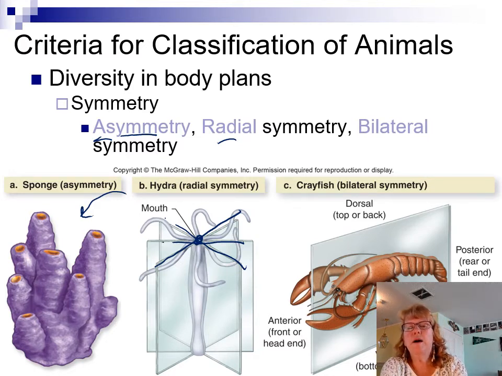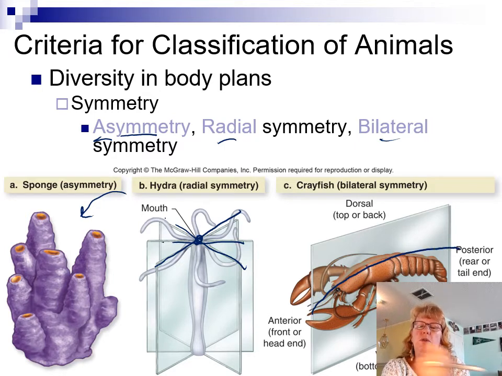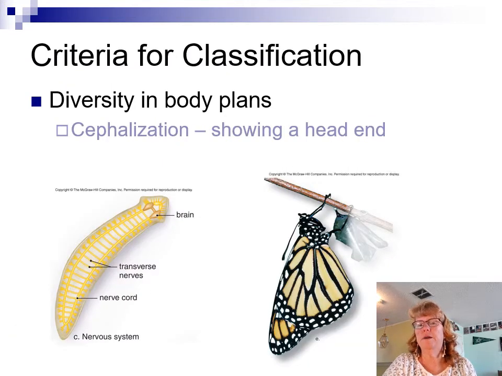Okay, and then the top level is bilateral symmetry. Okay, and in bilateral symmetry, you are symmetrical about a line. And so there's only one line that you can run down the center of that organism, cut it in half, and you're going to have two symmetrical halves. So if we look at this crayfish, we cannot cut it in half this way because the front and the back are different, but we can cut it down the middle. Okay, so we look first for symmetry in organisms when we're classifying.